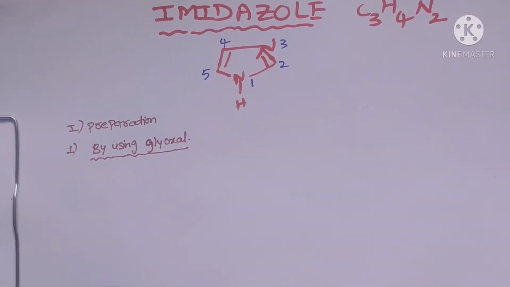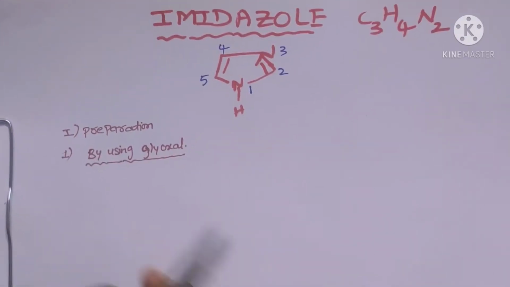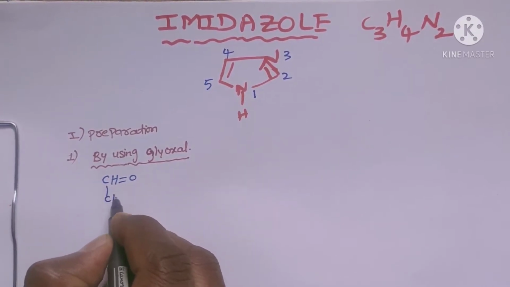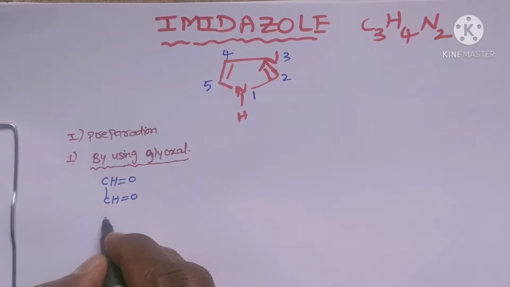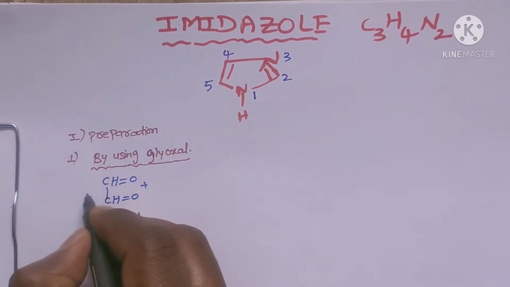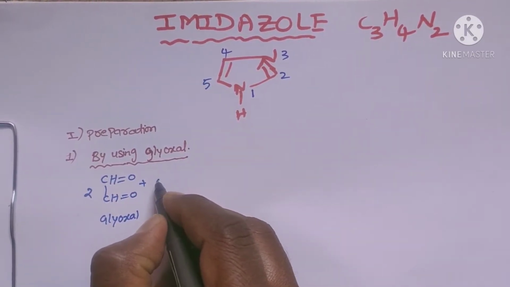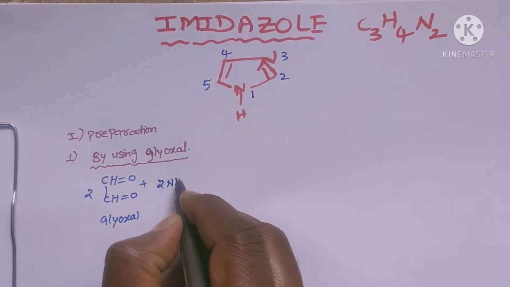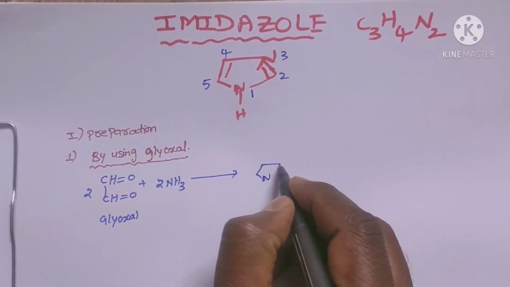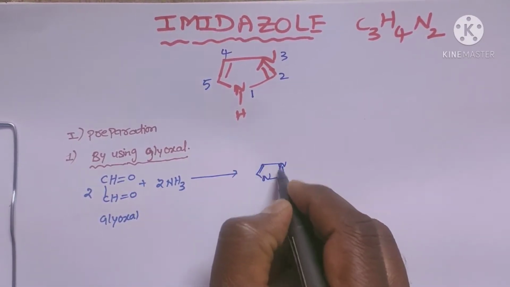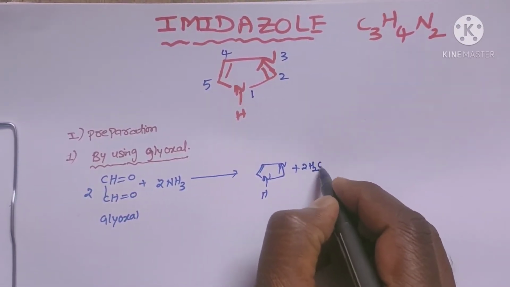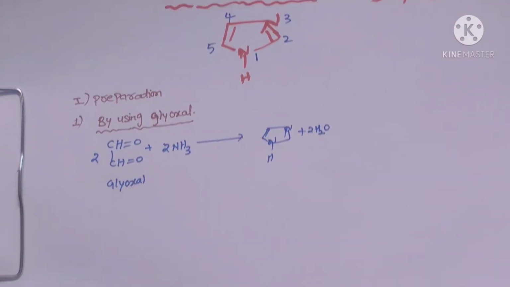We can write the reaction with the glyoxal like this. This is known as glyoxal. So when this glyoxal is treated with ammonia, we get the imidazole. And the water molecules go outside like this. Now we go for the mechanism of this reaction.